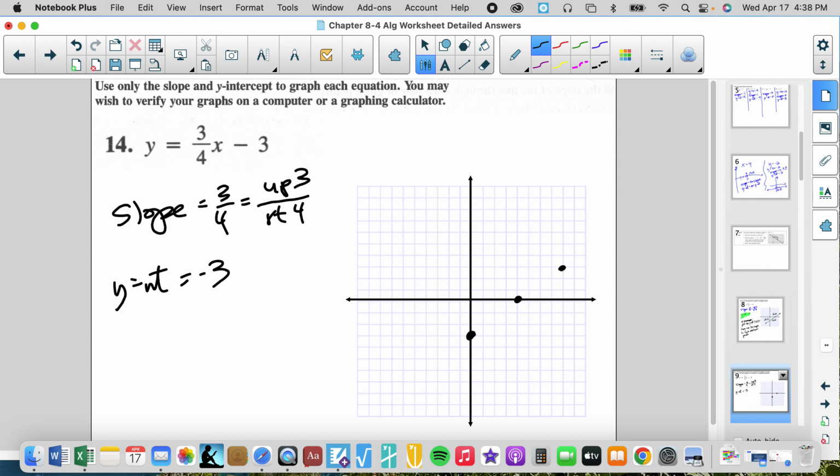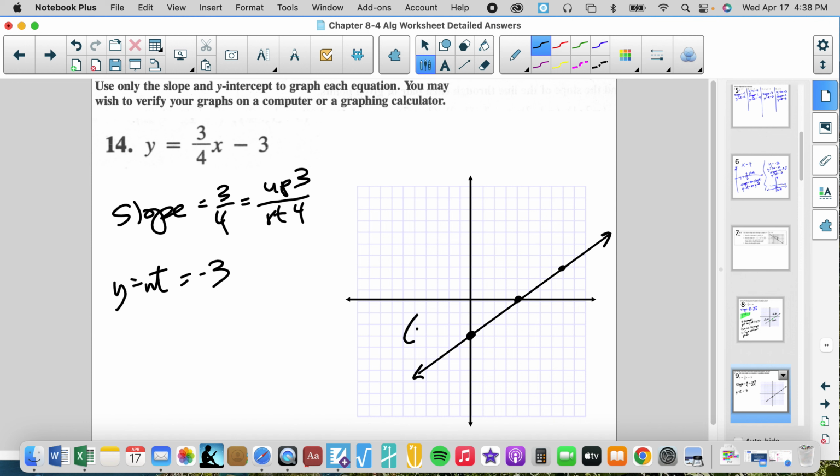And I have 3 points. Typically, we like to graph 3 points. We're going to make arrows on that line. It doesn't want to be a segment. If you don't have arrows, then you're telling me it's a line segment. But there are an infinite number of solutions to this problem.